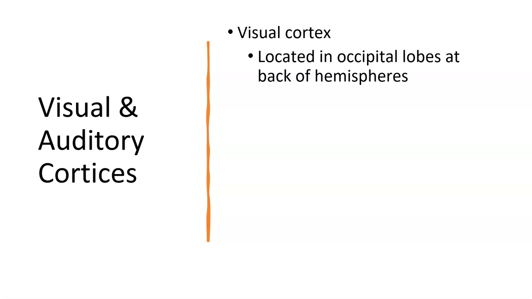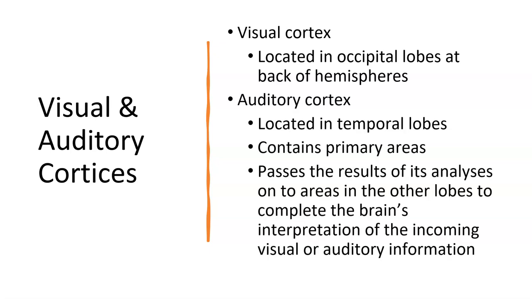The visual cortex, as you remember from the drawing presented earlier, is located in the occipital lobe at the back of each hemisphere. It is responsible for making some initial interpretations of visual stimuli. And we'll talk more about that in the next section of the lecture. The auditory cortex that I pointed out on the drawing earlier is located in the temporal lobes, adjacent to where your ears are.